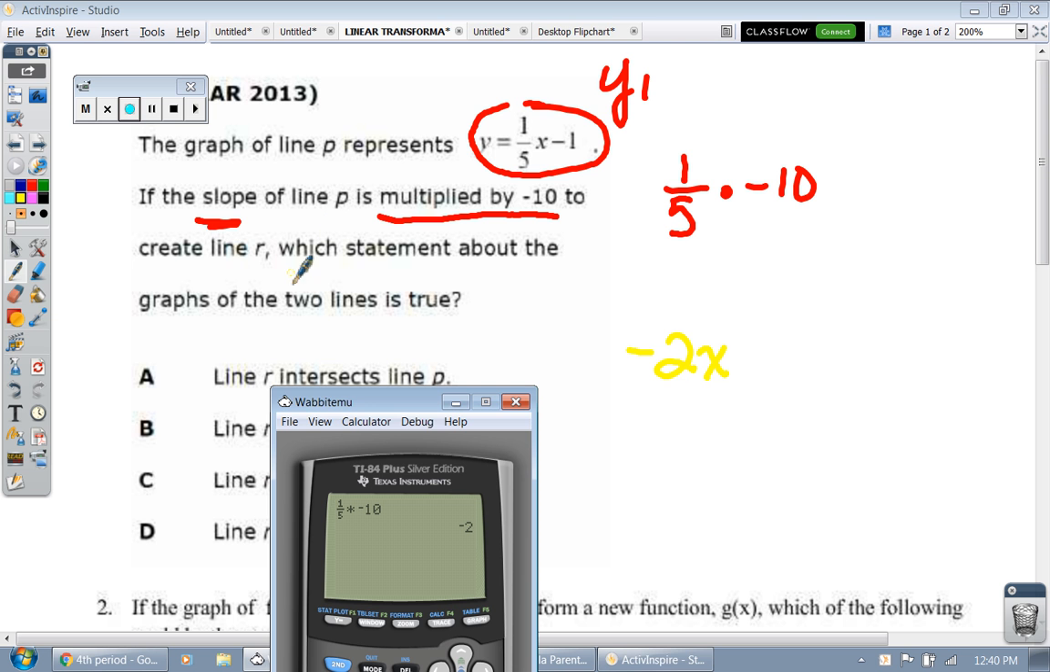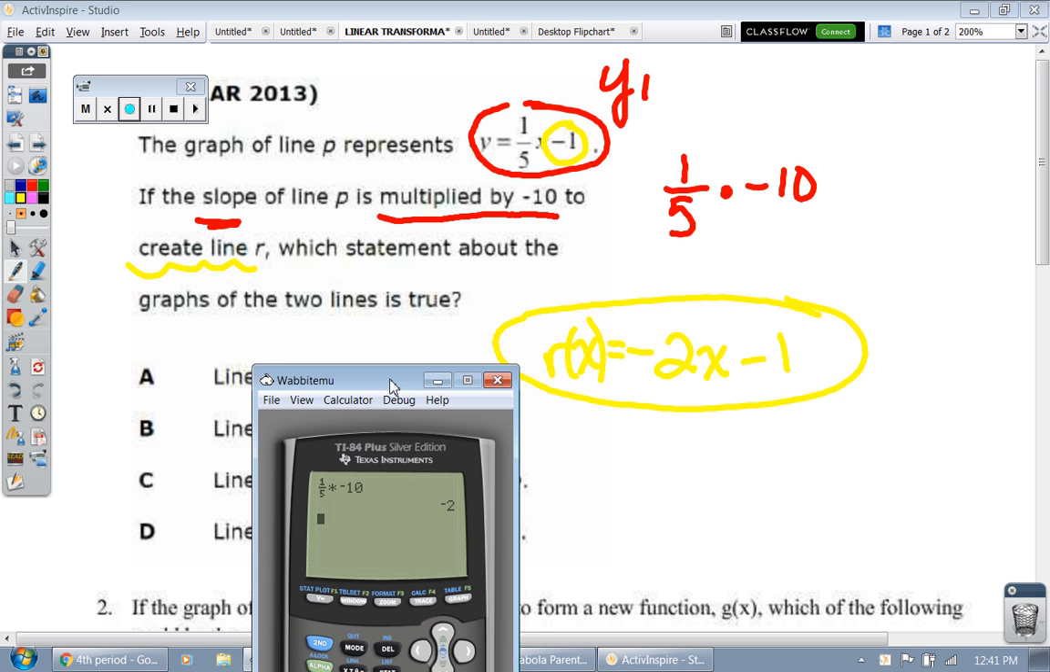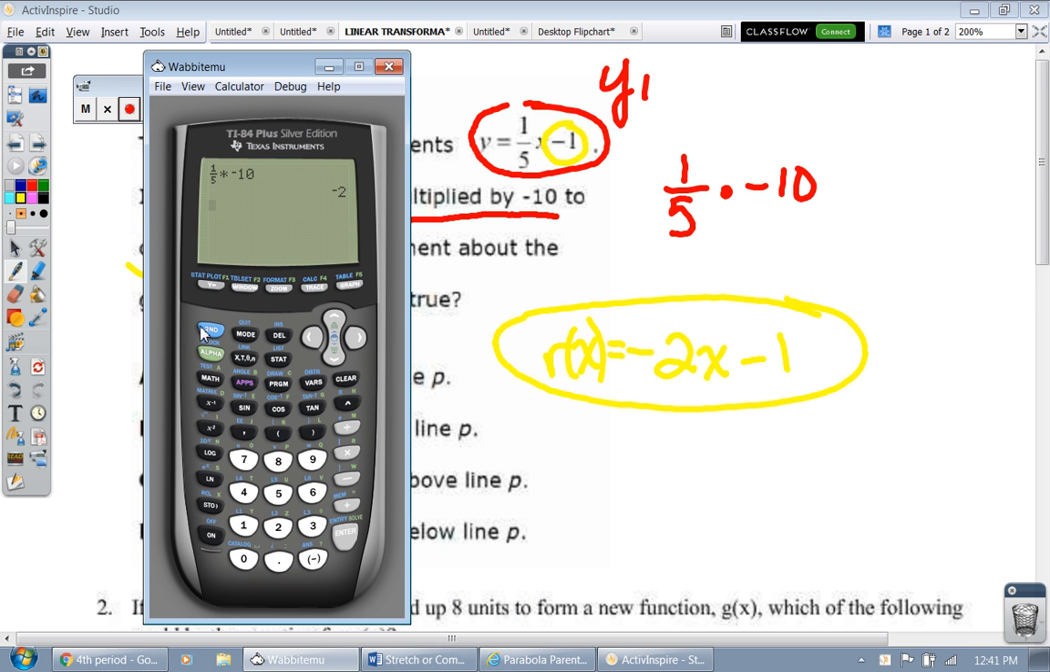So it says we are creating line R. So this is line R, and we're going to call it R of x. Which statement about the graphs of the two lines is true? Did we change this number here, the y-intercept? No, we did not. So we're going to reuse the y-intercept. We're just going to change the slopes.